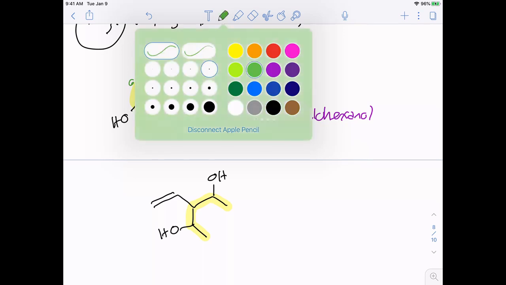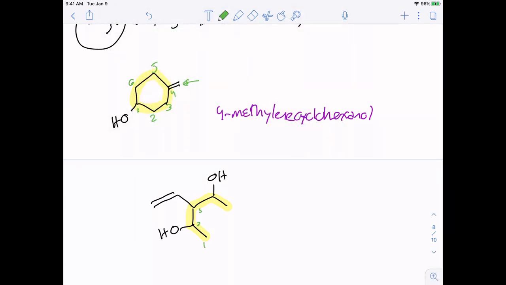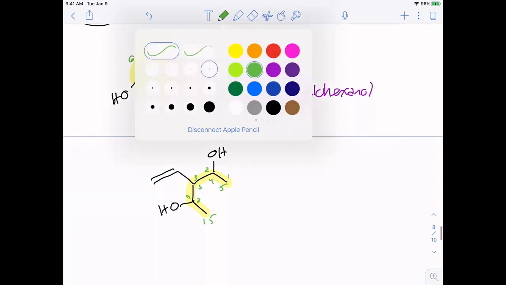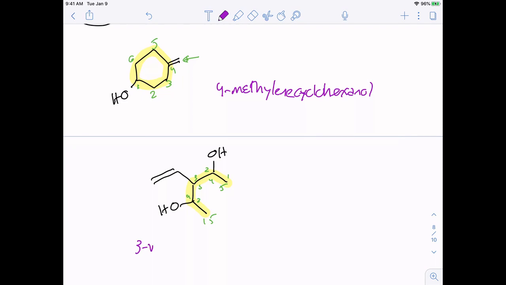As far as numbering it, it's symmetrical. 1, 2, 3, 4, 5. 1, 2, 3, 4, 5. So either way, it's symmetrical. So on carbon 3, I have a vinyl group. And then I have 2 alcohol groups, so 2, 4, I'm using the older method here. And then I have pent. And then remember, if you have 2 carbons, you do the whole ending and then diol. 3-vinyl, pentane, 2, 4, diol using the newer method.